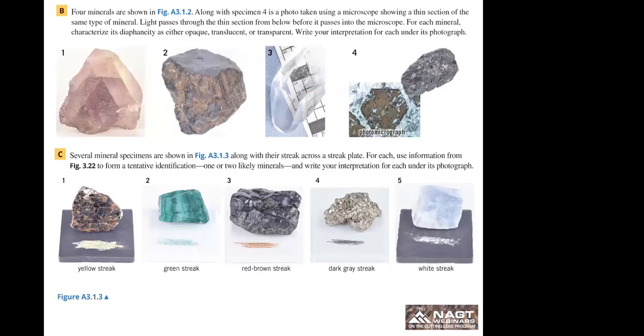Here, students work on characterizing opaque, translucent, and transparent mineral grains. In part C, they observe the different colored streaks or powders of 5 different minerals: yellow, green streak, red-brown streak, dark gray streak, and white streak. Now, I'd tell you what minerals those are, but you never know, maybe a student will get a hold of this webinar, so let's just keep it our little secret.